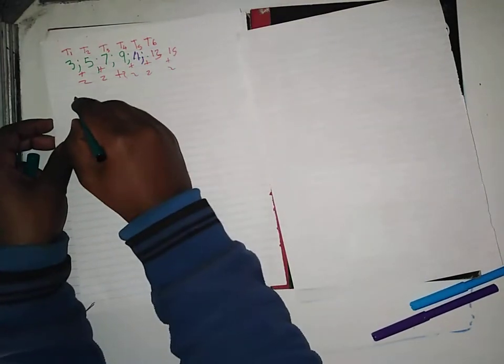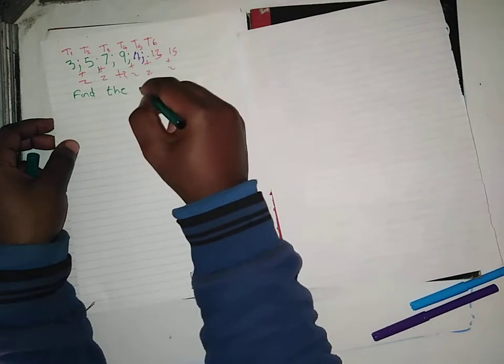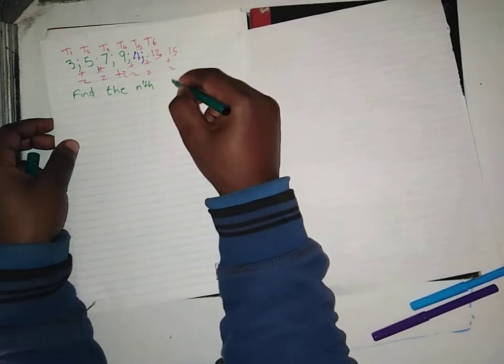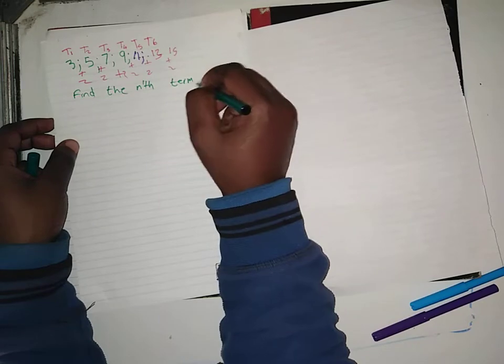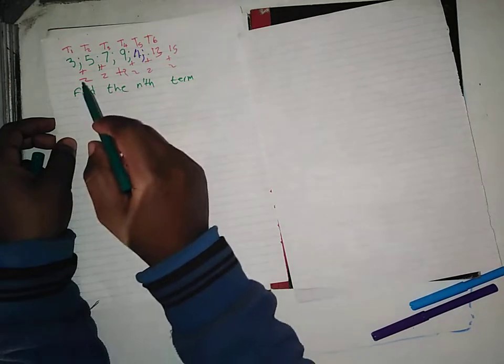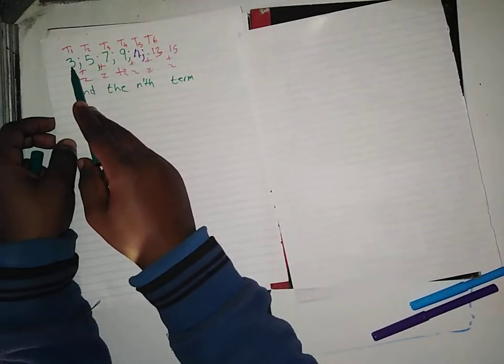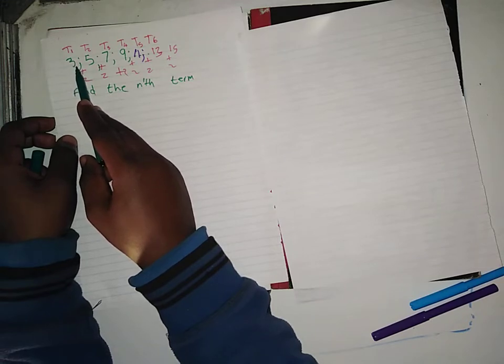somebody says to me now, let us find the nth term. Okay. Let's say they are saying find the nth term. How would I do that? How would I find the nth term? Now, what is the nth term? When you look at this sequence, we said we start from 3 and then we keep on adding 2 and adding 2 and adding 2 and so on and so forth, right?